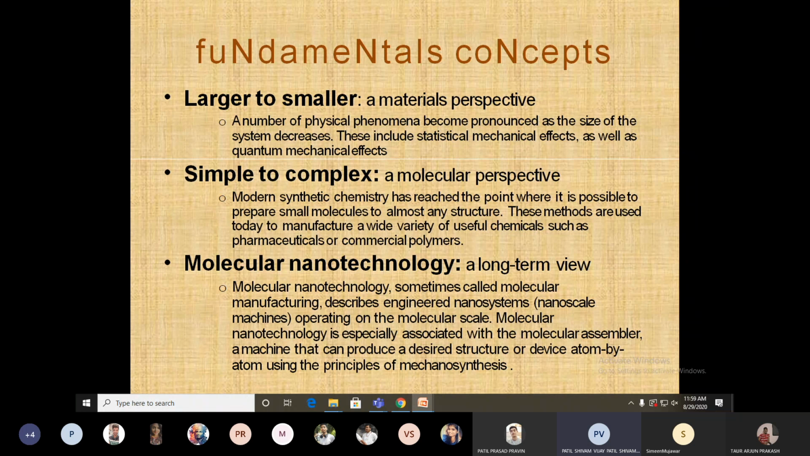Molecular nanotechnology, a long-term view. Molecular nanotechnology, sometimes called molecular manufacturing, describes engineering nanosystems, nanoscale machines, operating on the molecular scale. Molecular nanotechnology is especially associated with the molecular assembler, a machine that can produce a desired structure or device atom by atom using the principle of mechanosynthesis.